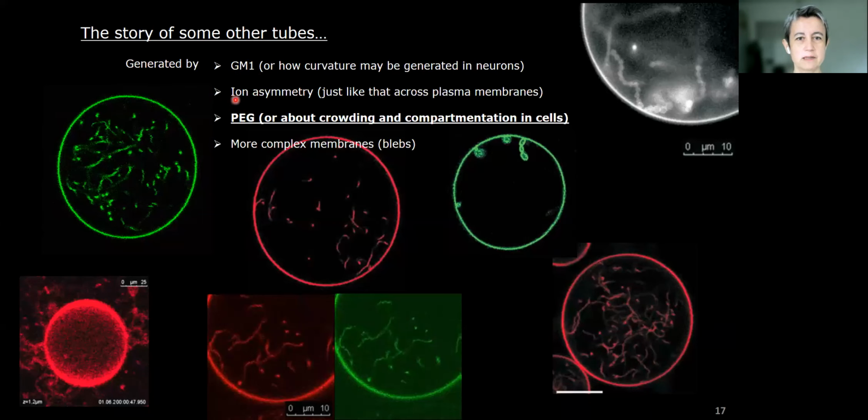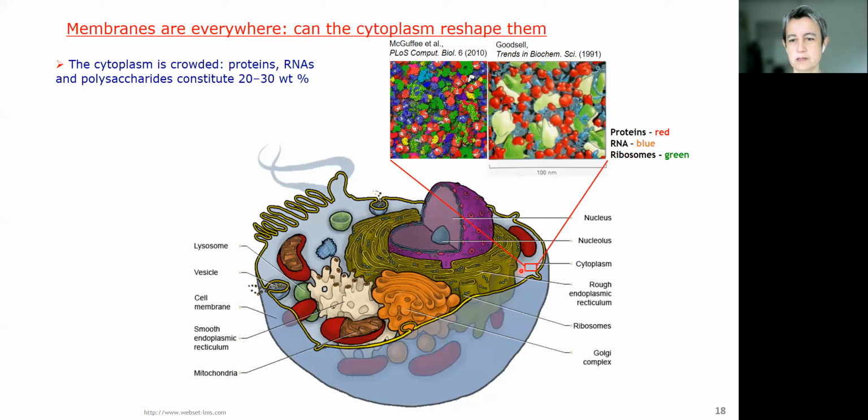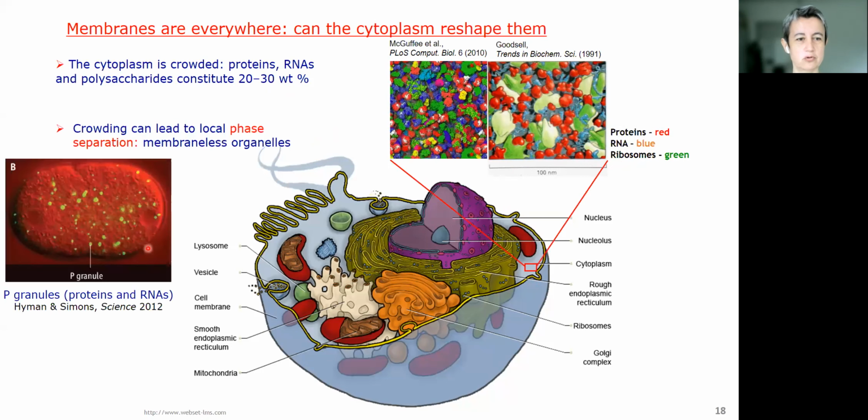So I told you about GM1 and asymmetry. I'm going to tell you something about PEG, or crowding agent. Why crowding? If we zoom into the cytoplasm, this is not a conventional solution. This is a highly concentrated solution with macromolecules. And these high concentrations of polymers should tell you also that, according to the Gibbs phase rule, you should have phase separation. And this crowding has already been demonstrated to lead to local phase separation and the formation of membraneless organelles, which represent condensates or protein-rich droplets.